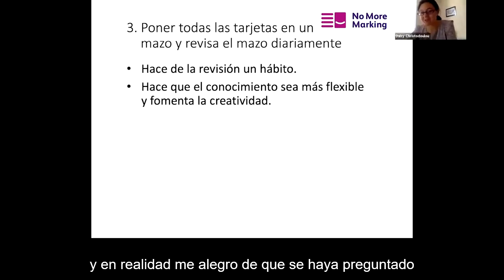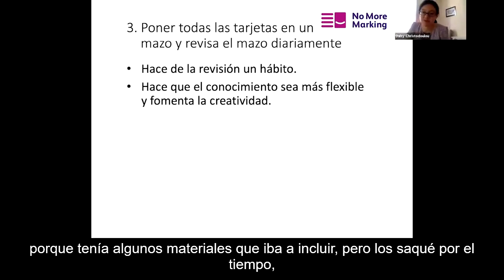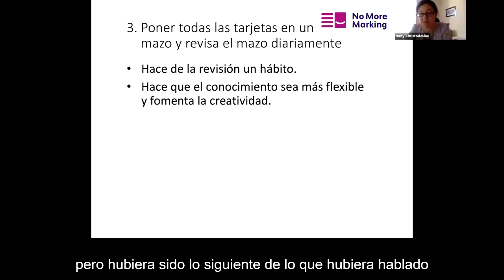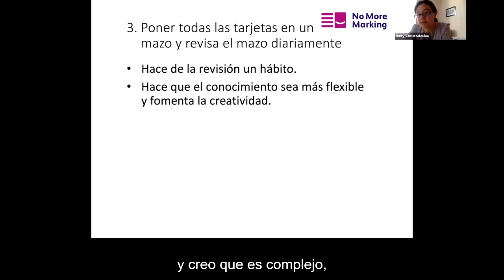Yeah. So that is a great question about who should create the flashcards. And actually, I'm glad it's been asked, because I did have some material that I was going to include and I cut it because of time. It would have been the next thing I would have talked about. And I think it is complex.